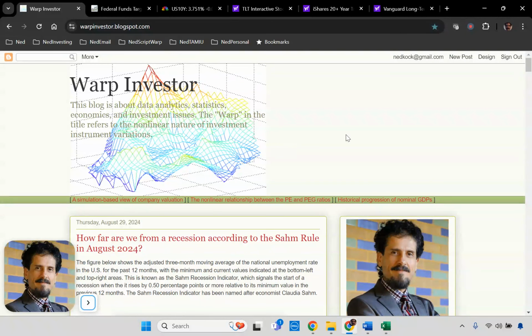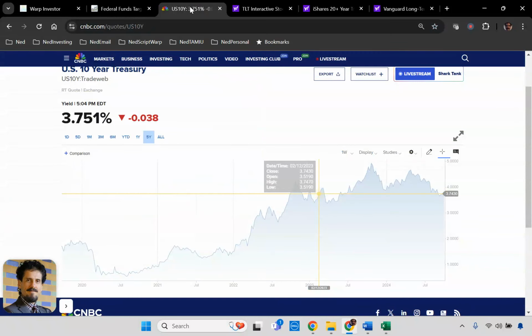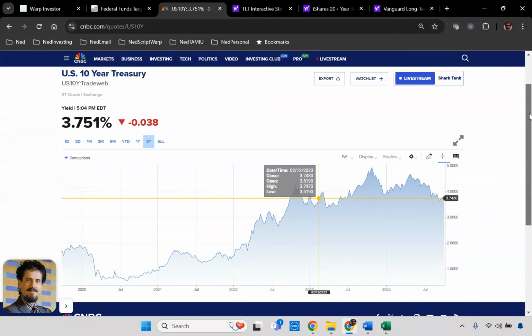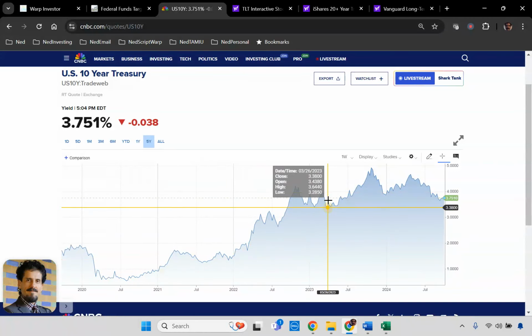In this video, I'm going to show how much long treasuries go up with each percentage point decrease in the 10-year treasury, which tends to be tied to the Fed funds rate in a lagged way. So what I did was I went to this graph here by CNBC of the 10-year treasury, and I picked a few values for several days, 5 dates of the yields.